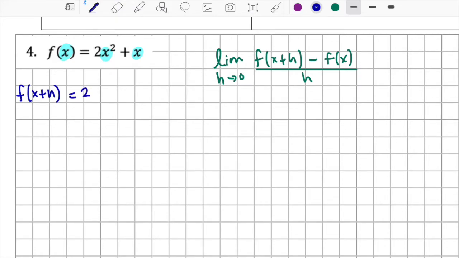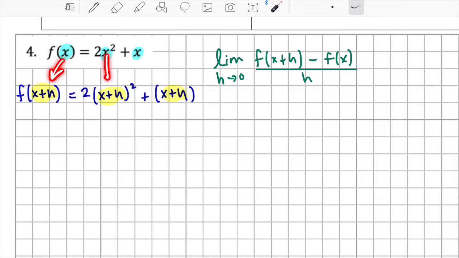2. So the x is being squared, and now x is being replaced with x plus h. So we have to use parentheses, x plus h squared, plus, I'm just going to put these in parentheses. You don't have to, but let's just get used to that. The x becomes x plus h. Notice again, x plus h, x plus h, x plus h. Compare it to this.